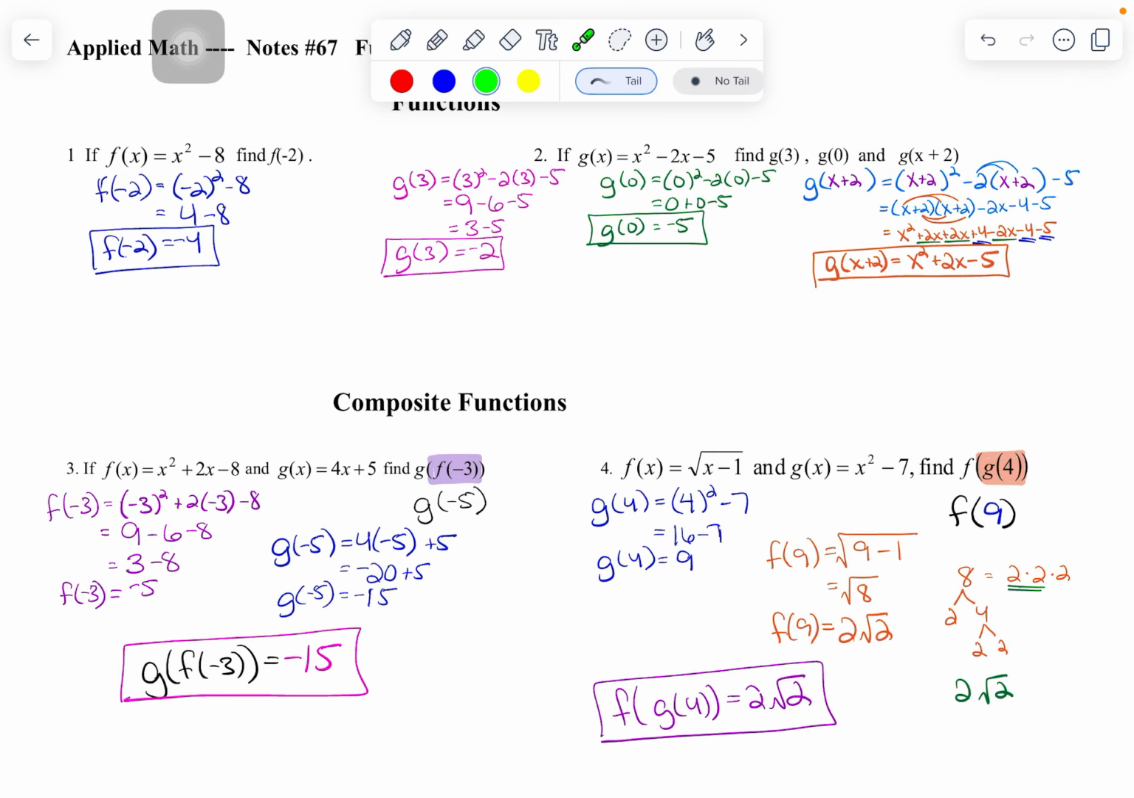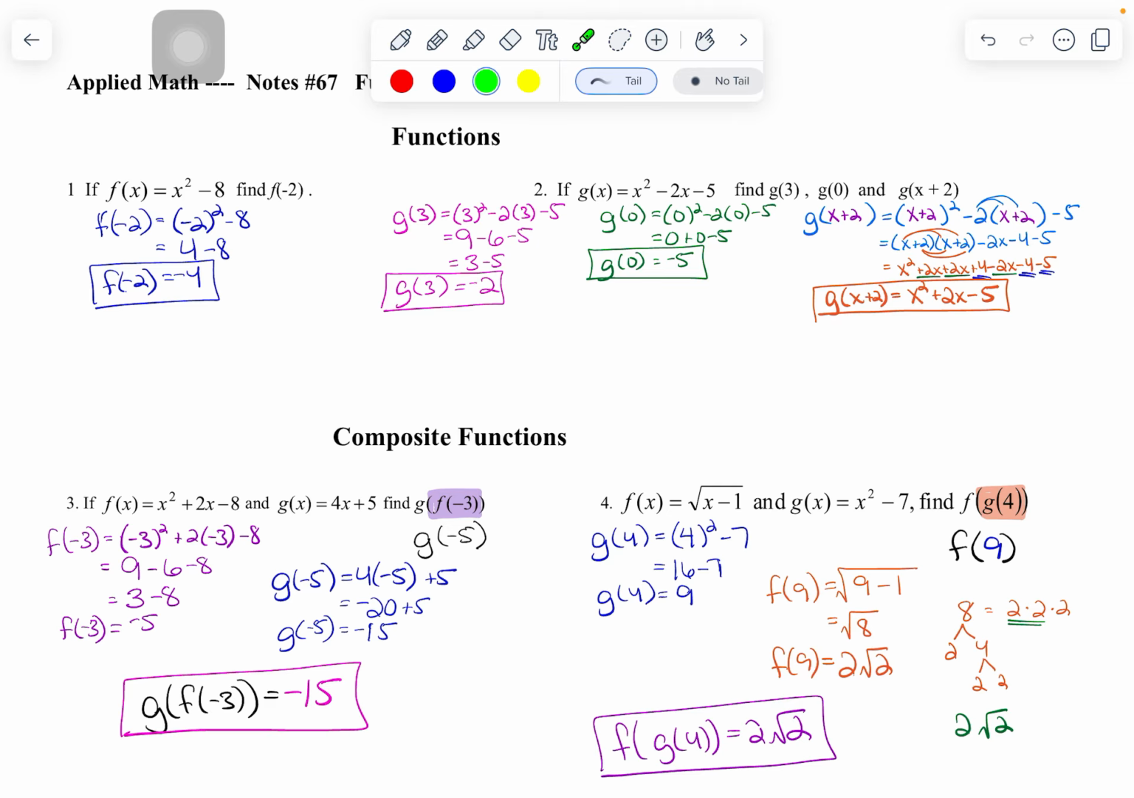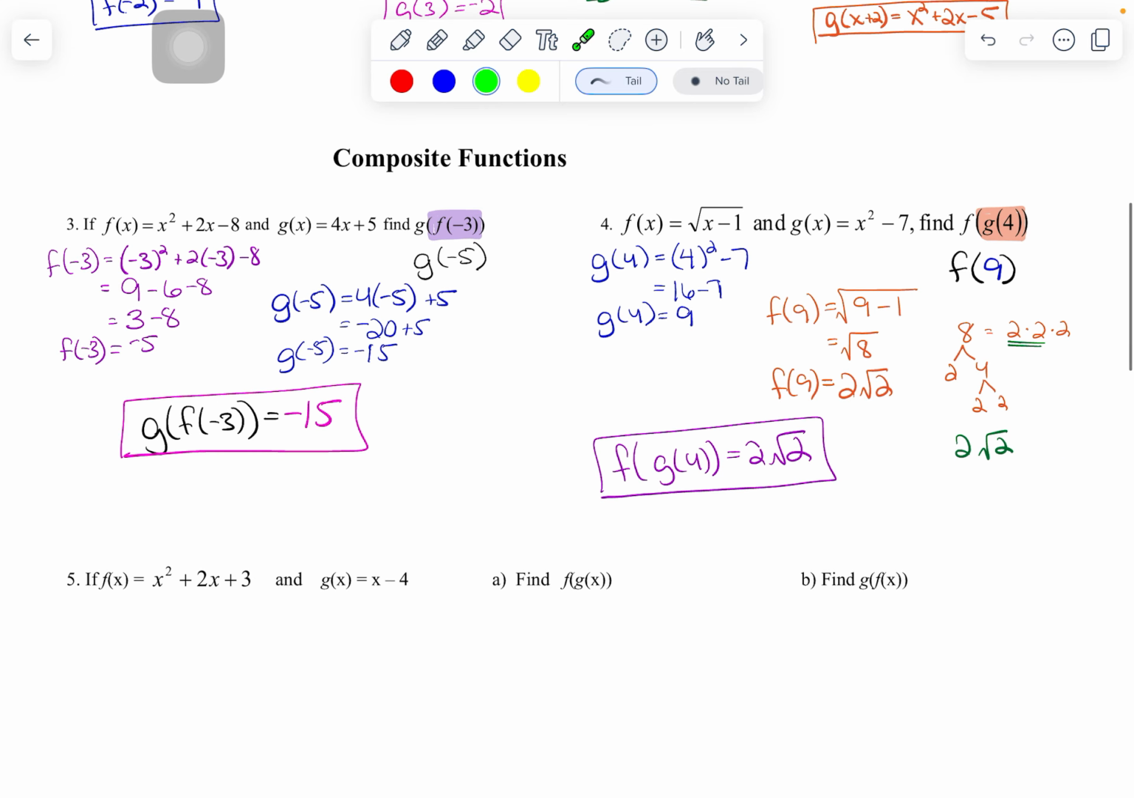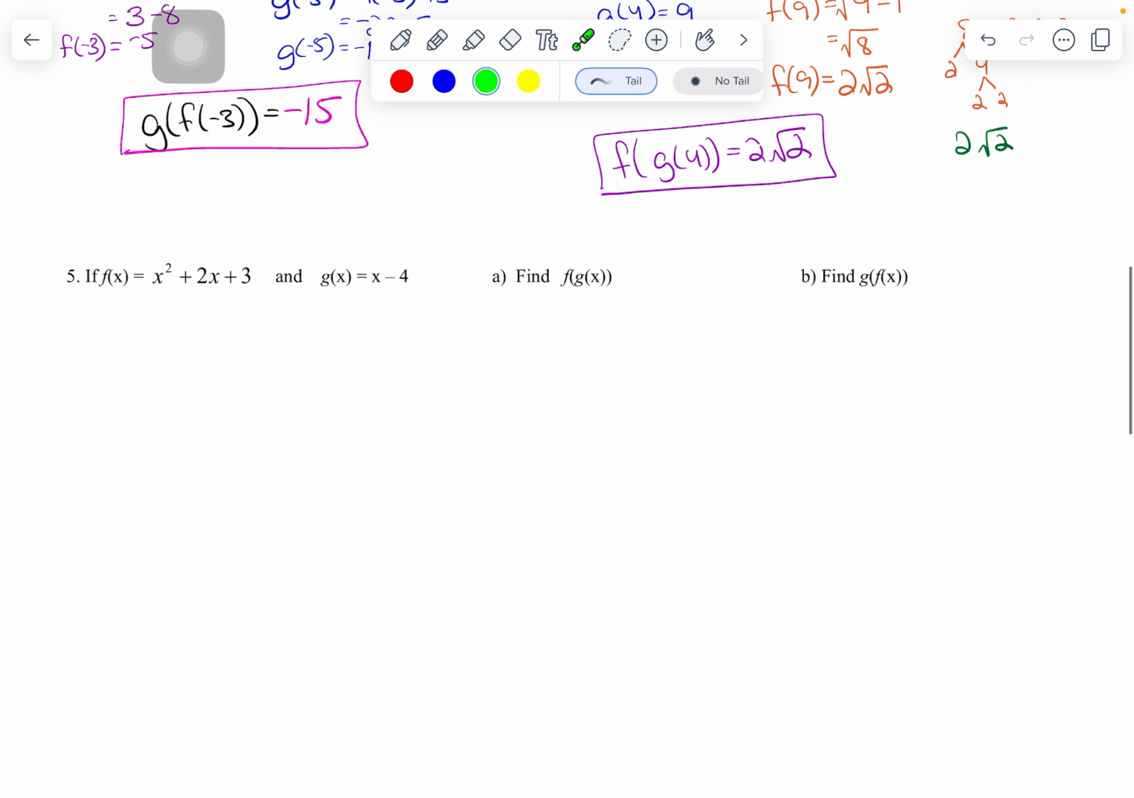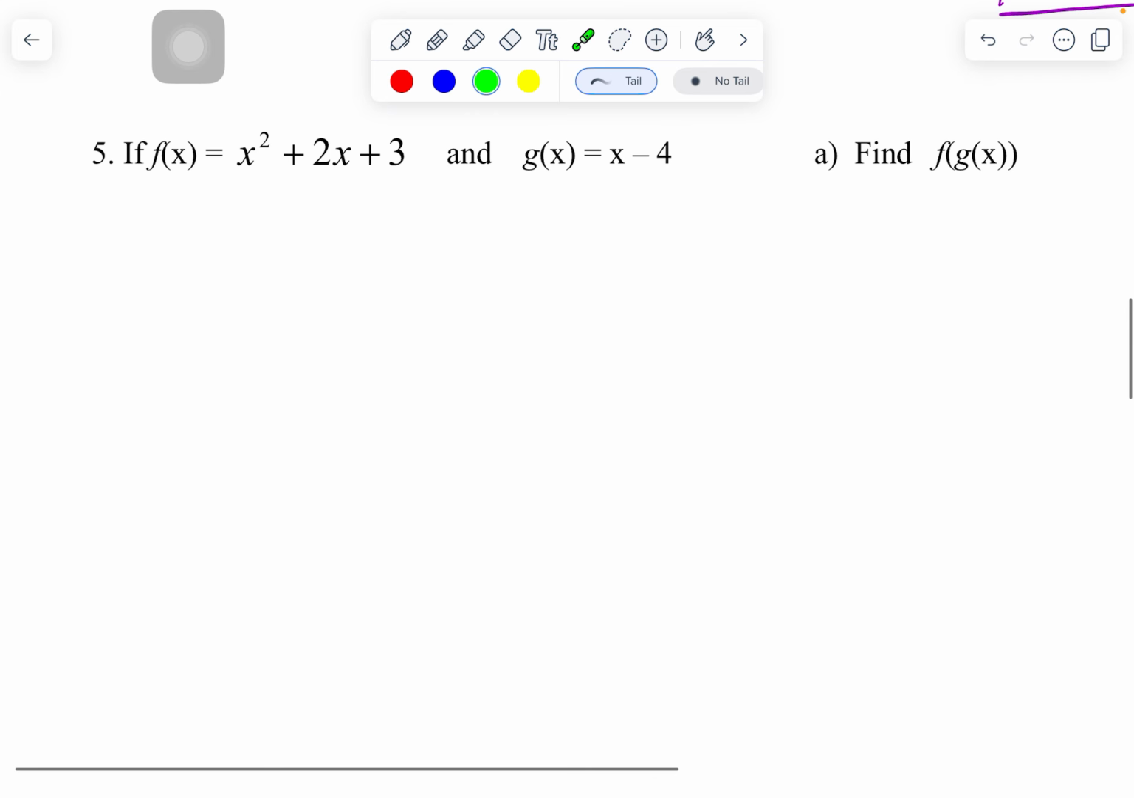All right, this is going to be the last video for Note 67. In the first video, I did a refresher on evaluating functions. In video 2, I started talking about these composite functions. And question number 3, we had a numeric evaluation. And question number 4, we had a numeric evaluation as well. Question number 5, we're going to start getting into composite functions, but they're not numeric.